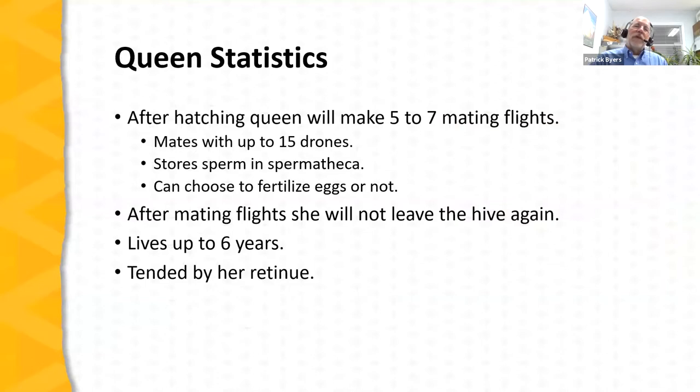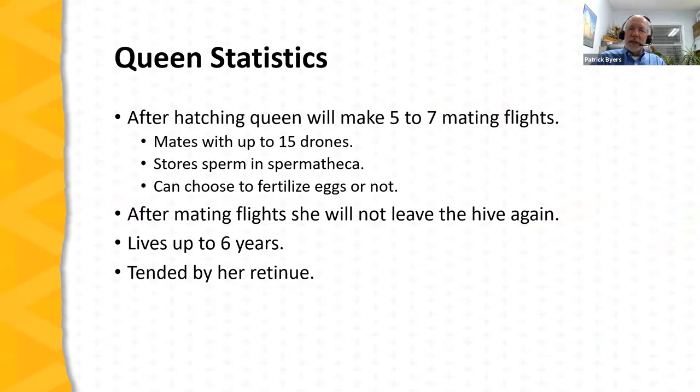Now, a new queen, a virgin queen, after hatching, she'll make mating flights. And those are flights up into the air above the colony. At that point, it's interesting to watch this happen. As she leaves the colony, the drones that are present will immediately fly up after her in spiraling flights, and they actually mate in midair. She can make up to 5 to 7 mating flights. She can mate with up to 15 drones during that period of time. And then again, she stores that sperm in her body from that point on.